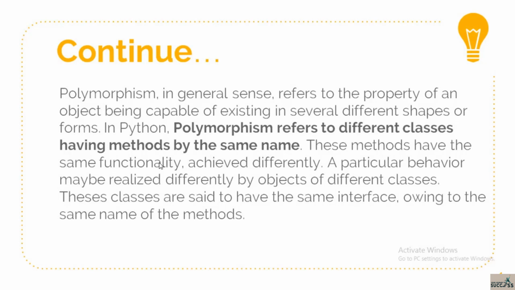Polymorphism in a general sense refers to the property of an object being capable of existing in several different shapes or forms. In Python, polymorphism refers to different classes having methods by the same name, but these methods have the same functionality achieved differently. Now, a particular behavior may be realized differently by objects of different classes, and these classes are said to have the same interface owing to the same name of the methods.